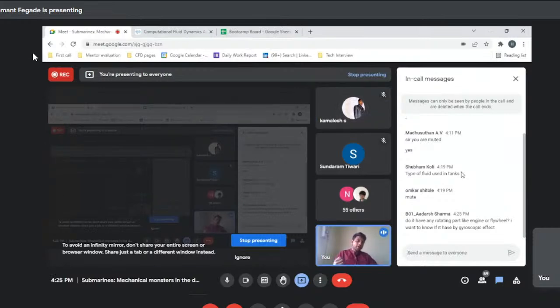One person asked, Shubham, the type of fluid used in tanks. There's no fluid in the tanks. Initially, it's a vacuum, basically. The ballast tanks are empty. Then they are filled with water, and due to the increase in weight, they get pulled down in the water and get submerged. So there's no fluid involved.